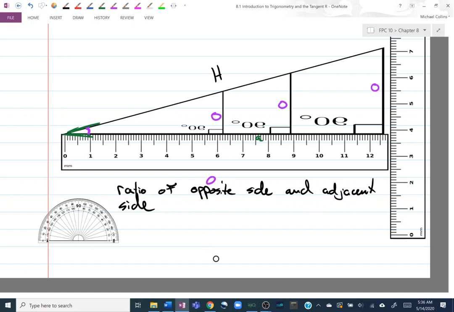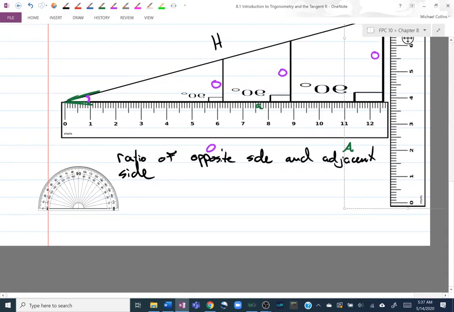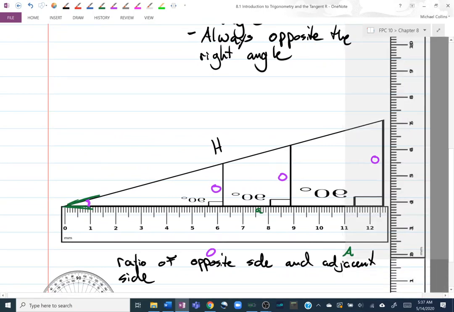We're going to go over opposite side and adjacent side more so that you guys can practice labeling triangles. But for now, I just want to point a couple of things out. What we're going to do is measure these three opposite over adjacent ratios. So if I look at that big triangle, I can take this ruler and slide it up.